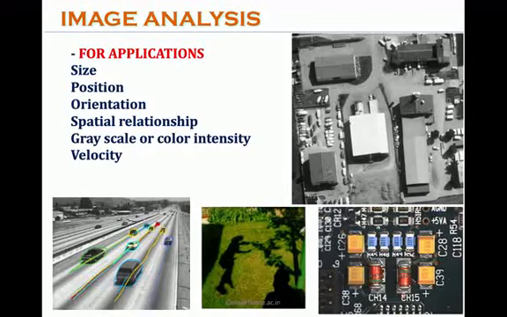We can extract information by considering the size, position, orientation, relationship, etc. We can get information such as velocity and the kind of object from this analysis. Again, the meaning is extracting information from an object.